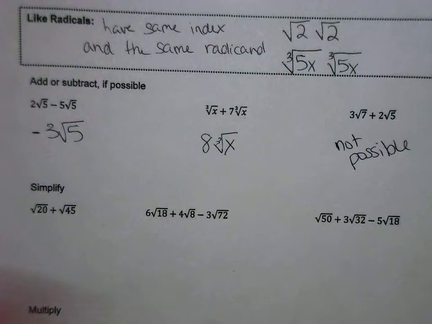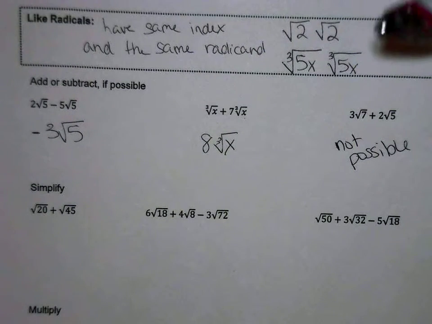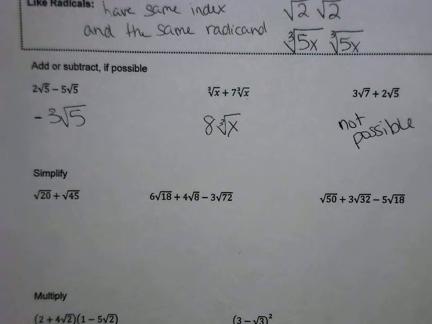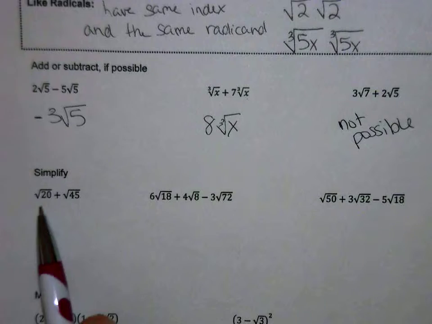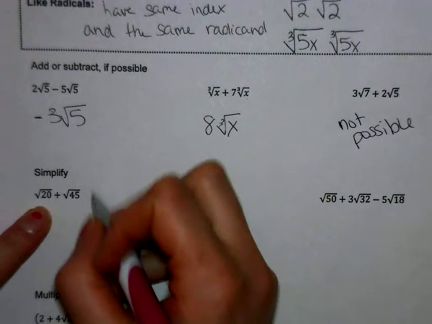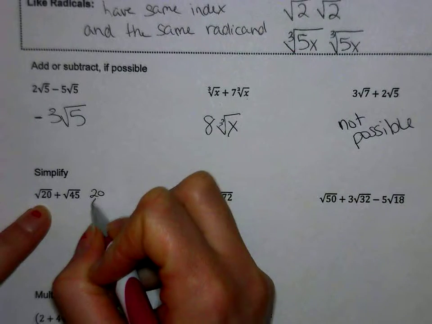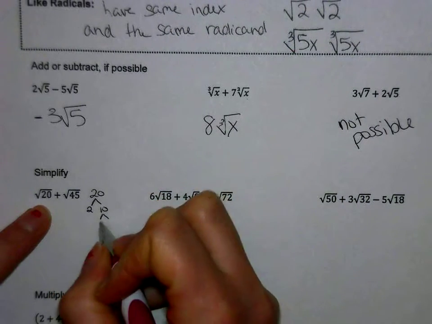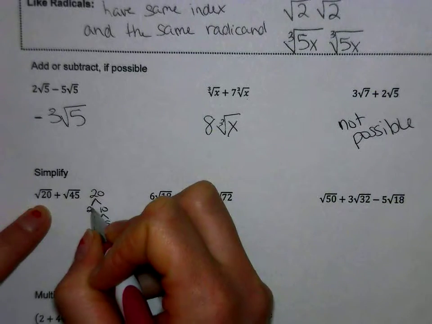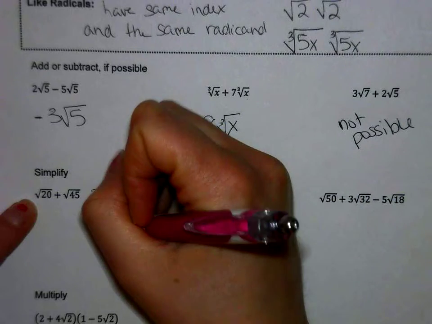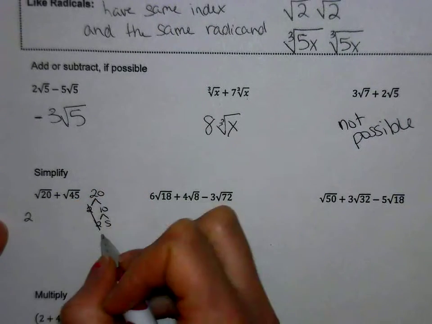Let's look at some examples of ones that we know right now we can't combine because the radicands aren't the same. But what happens if we simplify? Right now we know we can't combine them because we have a 20 and a 45. So let's take our 20 and factor that out. So 20 can become 2 and 10, and 10 can become 2 and 5. Since we have the square root, we want groups of 2, so we can pull out one group of 2, and we're left with the square root of 5.